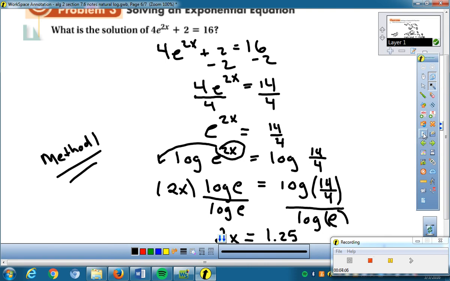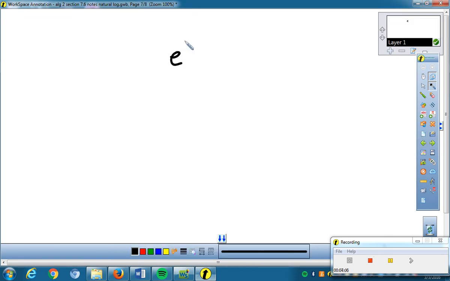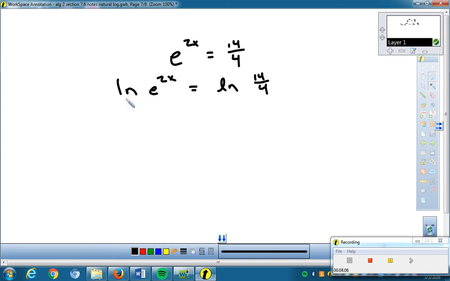if I get another page up, when we got to the point of e to the 2x equals 14 over 4, if we did the natural log of each side, do you see the base of this exponent is e? So if we took the natural log of e to the 2x equals the natural log of 14 over 4, the natural log and e to the are inverses. They undo each other, and when they undo each other, you are simply left with the 2x. So you would get 2x equals the natural log of 14 over 4, and then divide by 2.